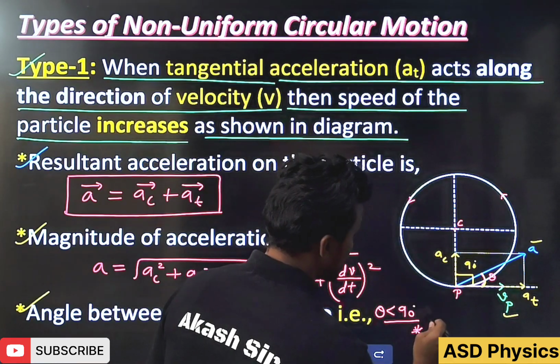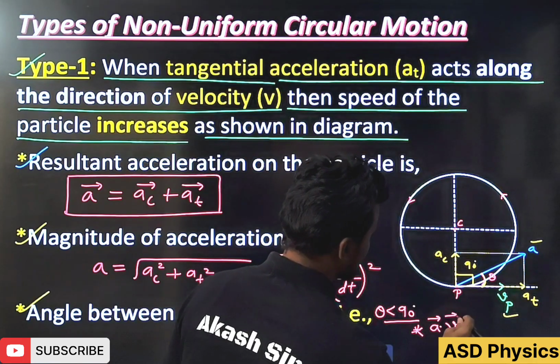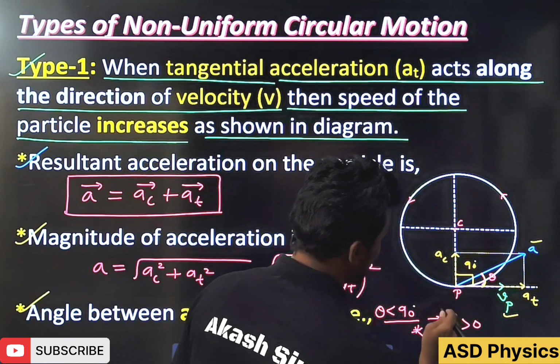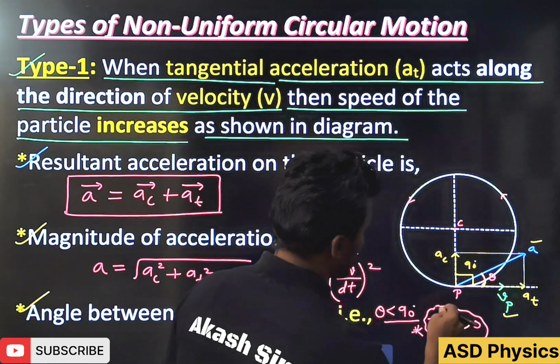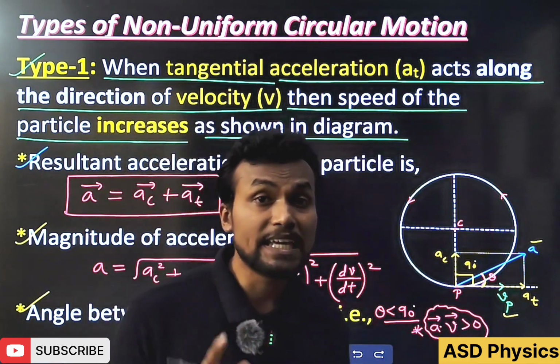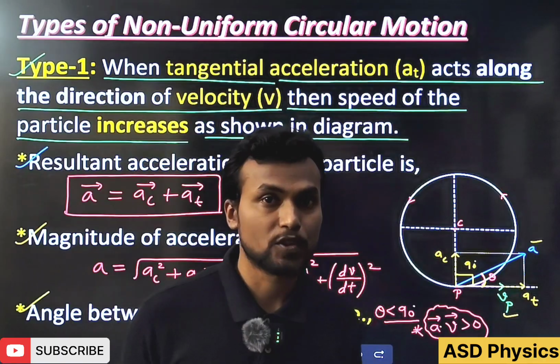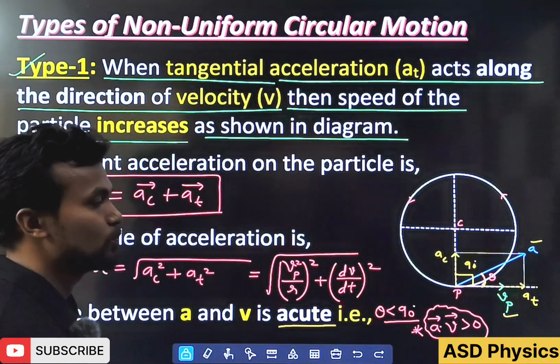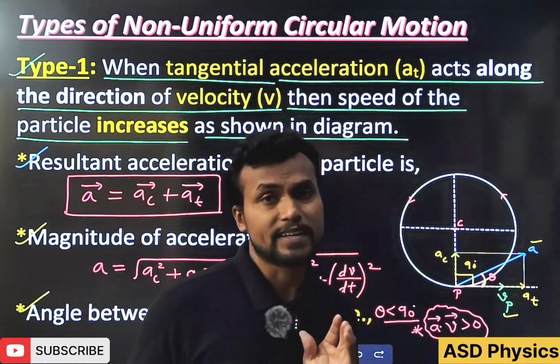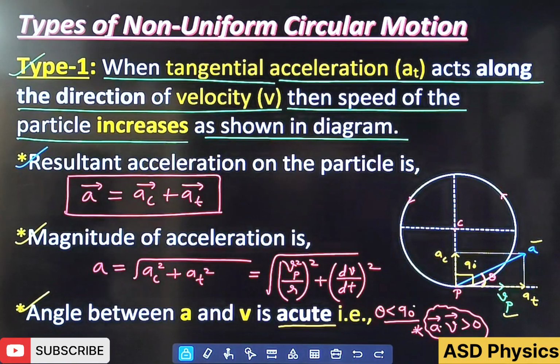After that, if we take the dot product of acceleration and velocity, this will be greater than 0, because we know very well A dot V is A into V into cos theta. Cos theta for an acute angle is positive, so this will be greater than 0. Can you see here? This one we have seen is the increasing speed.